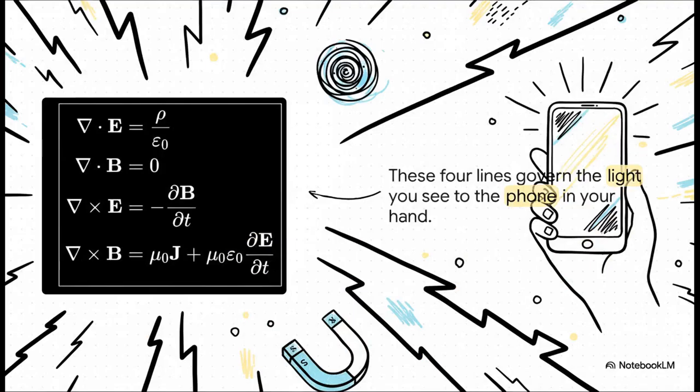So this is what you usually see in a textbook, right? Four elegant, but let's be honest, kind of intimidating equations. They perfectly describe how electricity and magnetism work and how they talk to each other. They're powerful, they're totally correct, but they're hiding a deeper, much more beautiful secret. So we're going to peel back the layers on this amazing idea.